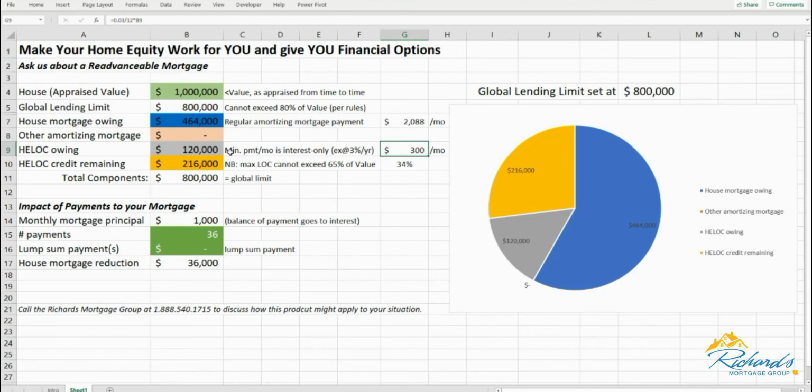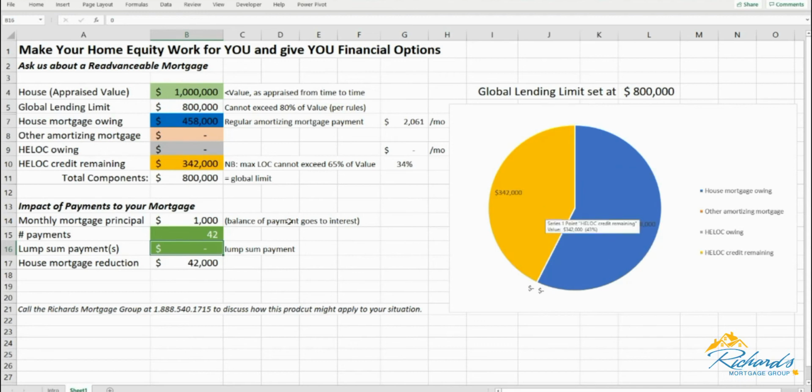Now let's say in a few months, the $120,000 you lent to your business comes back. You simply repay that to your line of credit, and your limit goes back to $336,000. And let's say you've paid down a few more mortgage payments in the meantime, and you now have a remaining balance of $458,000. Now let's look at a different scenario.